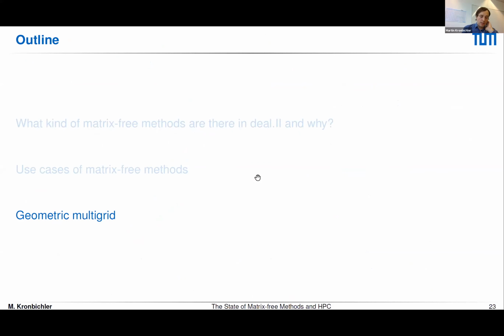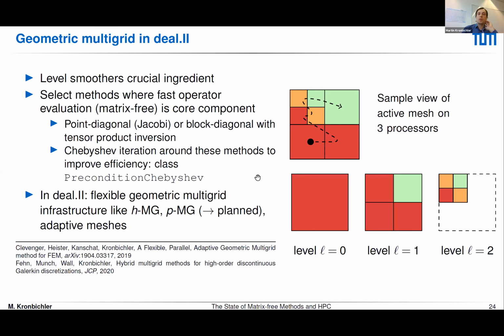Okay, finally, I come to my last part, the multigrid part. In deal.II, we have geometric multigrid because we want to have good solvers which also work for matrix-free methods.